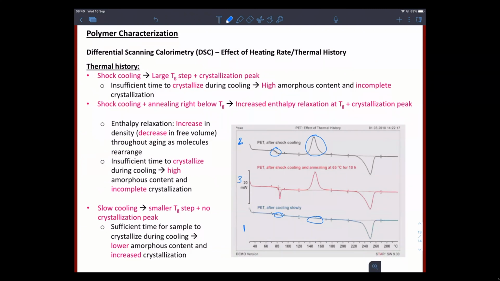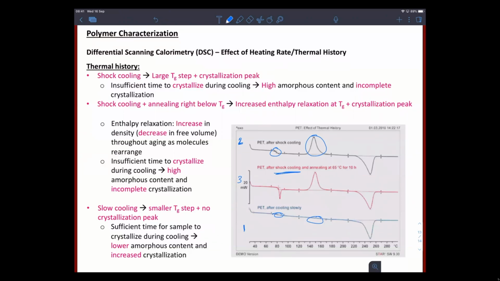When you shock cool something, so we reduce the temperature really quickly, we will still see that cold crystallization peak occurring. Now, when the sample is annealed at 65 degrees C for 10 hours, it exhibits something called enthalpy of relaxation, and that's a result of the aging process. That annealing process is in addition to the effects that we see because it's been shock cooled as well.